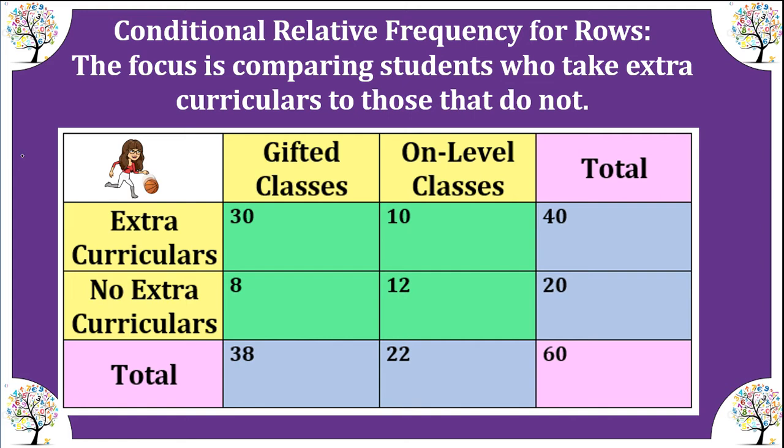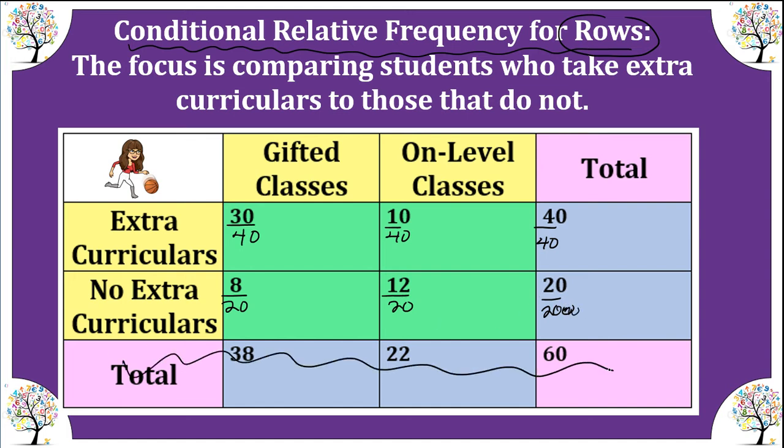Now let's get more specific, and we're going to look at a conditional relative frequency for rows. So we're going to use the total from the rows, which goes from left to right. So we're going to be dividing each row by its total and then multiplying, and then this total is 20. And then you multiply by 100 after you divide. Whoops, that should be 20. This, we're not going to use at all.